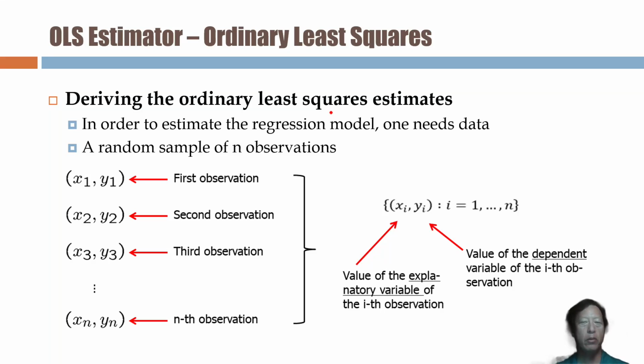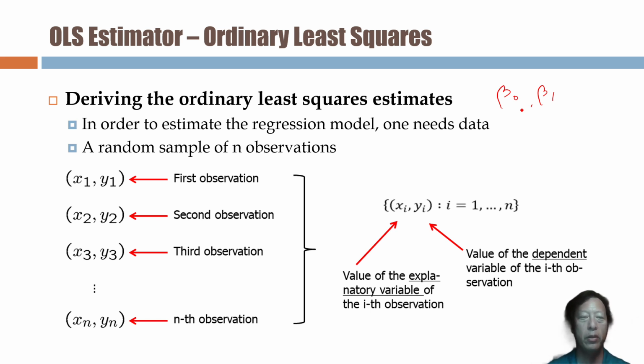So the problem is how can we find out the beta 0 and the beta 1, right? So we will introduce this ordinary least square method. Last week we went over the least square method, but here we're trying to find out beta 0 and beta 1 so that we can minimize the square error.